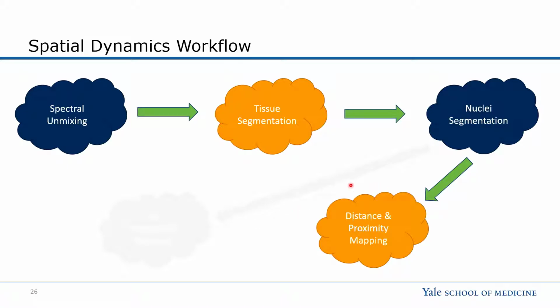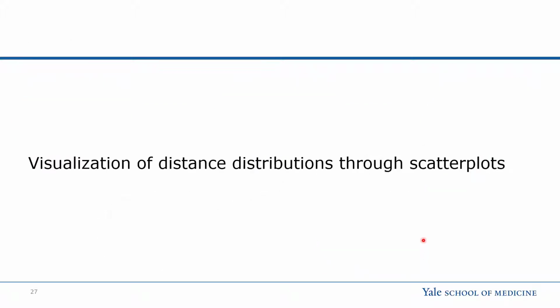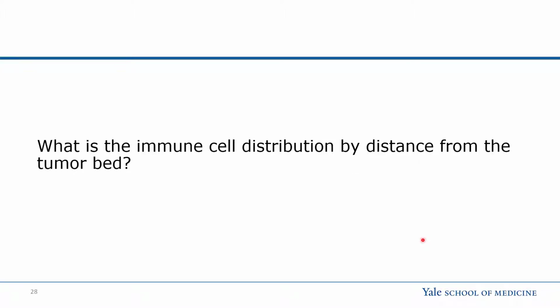And so now I'll talk a little bit about how we use the distance and proximity mapping tools. The first example I would talk about is the distance tool. The key component of this is visualization of the distance distribution using scatter plots. So the question that we had for this is, what is the immune cell distribution by distance from the tumor bed?